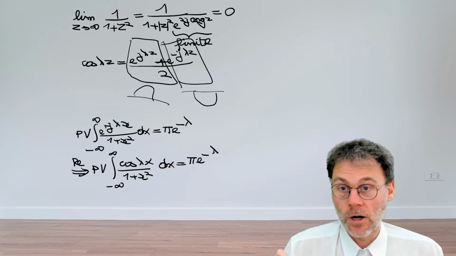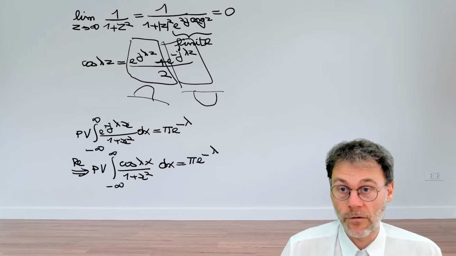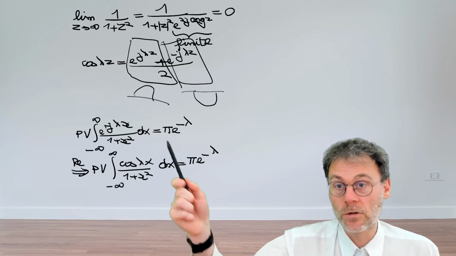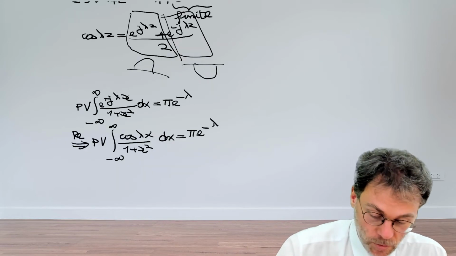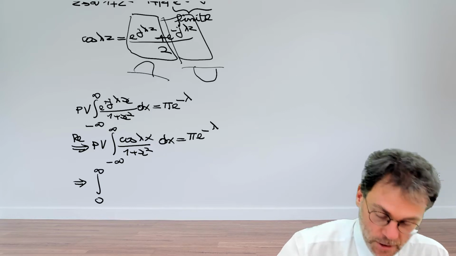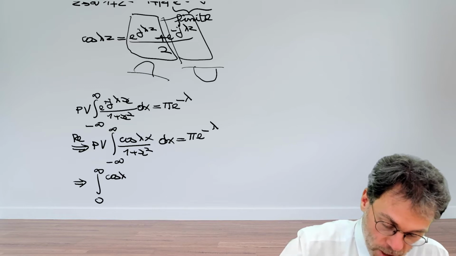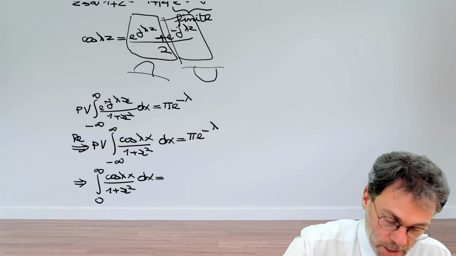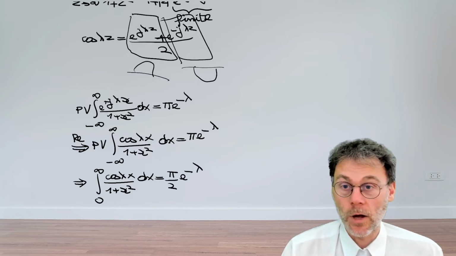Finally, let's figure out what happens if we look at the integral from 0 to infinity rather than from minus infinity to plus infinity. Luckily, that's very easy to figure out because our integrand here is an even function. So cosine is even and x squared is also even. Because we're dealing with an even function, we can say that our desired integral from 0 to infinity of cosine lambda x divided by 1 plus x squared dx is equal to pi over 2 exponential minus lambda. Okay, so there we have it.